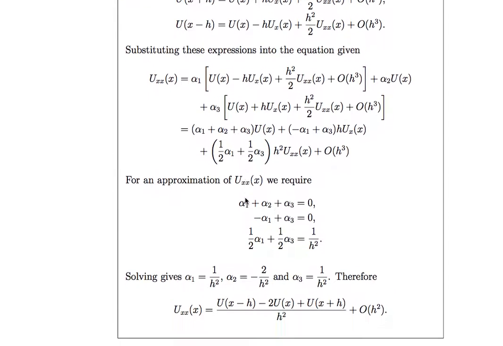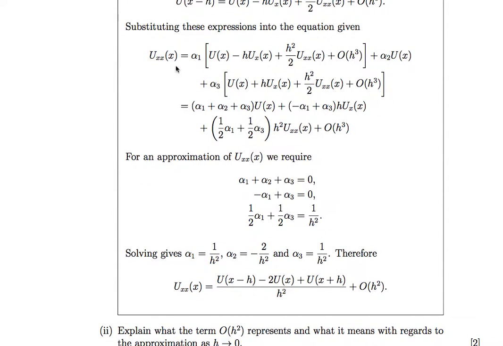Okay, so to have an approximation, we want the left-hand side to be equal to the right-hand side here. So that means this term in brackets must be equal to 0. This term in brackets, minus alpha 1 plus alpha 3, must also be equal to 0. And finally, this term in brackets, a half alpha 1 plus a half alpha 3 multiplied by h squared, must equal 1.